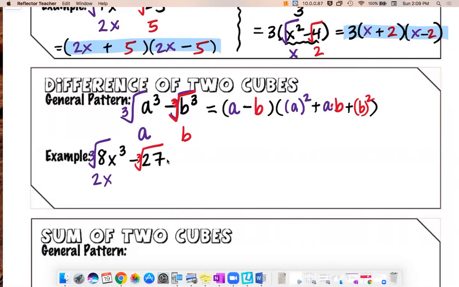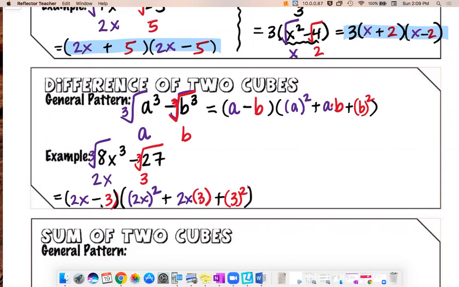And then the cube root of 27 is 3, because if you do 3 times 3 times 3, you get 27. Okay, so then what we do is we just plug this into our equation here. Your first parenthesis is going to be 2x minus 3, because up here it was your a, the cube root of this, and then your b, the cube root of this. So a minus b here. And then your second parenthesis is going to be this a value, which is your 2x squared. This is a plus. And then you're going to do your a value, so your 2x, times your b value, which is 3 in this one. And then you're going to add to it your 3 squared.